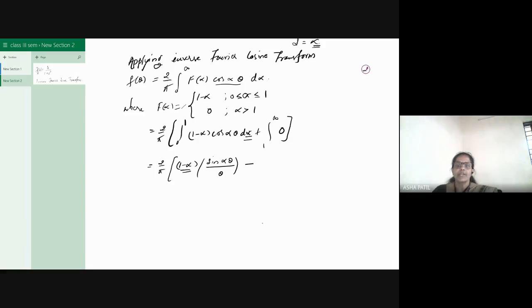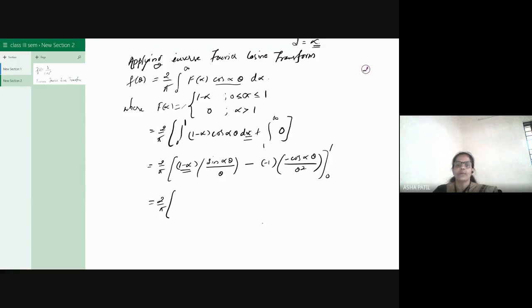Minus derivative of 1 minus alpha, it is minus 1 because you are differentiating with respect to alpha again. Integration of sin alpha theta by theta is minus cos alpha theta divided by theta square. Limits are from 0 to 1. Substitute them now. 2 by pi.